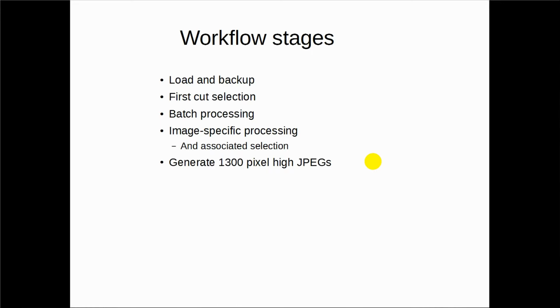I then generate these 1300 pixel high JPEGs, and I have a closer look at them, and I reject more of them. Sometimes it's a case of, well, I think that one might be okay, but it needs to be processed differently.